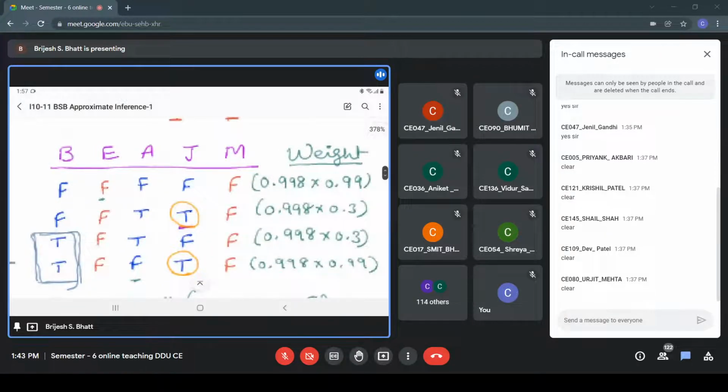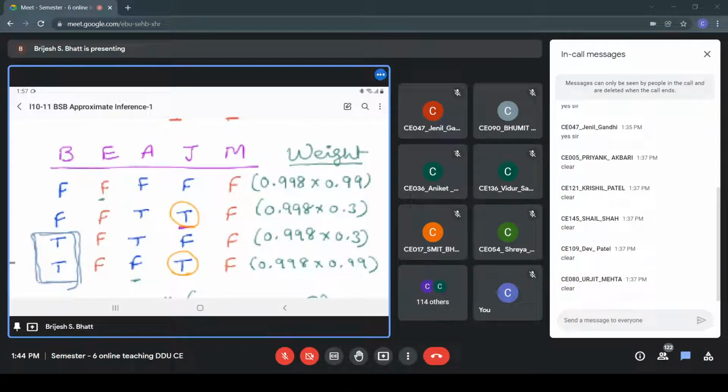Similarly, for the third sample, the third sample is true, false, false. Again, if you calculate the weight, it will turn out to be the same, 0.998 into 0.3. And for the fourth sample also, the weight will be 0.998 into 0.99.